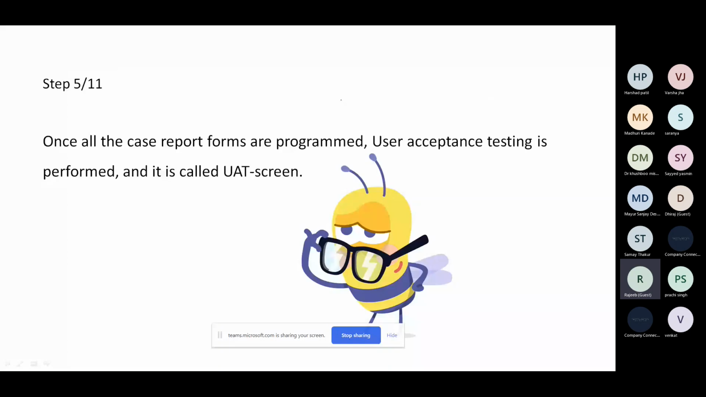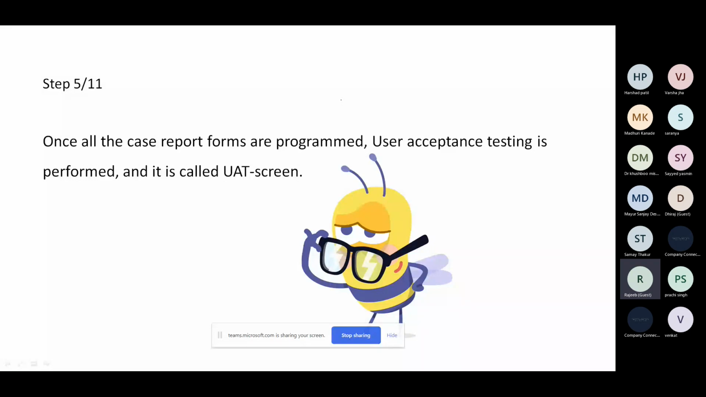Once those case report forms are programmed, we will perform the testing. That testing is called user acceptance testing. Why is it done? It is done to ensure that the programmer has programmed as per our request or not. That's it. The first UAT is called UAT screen.